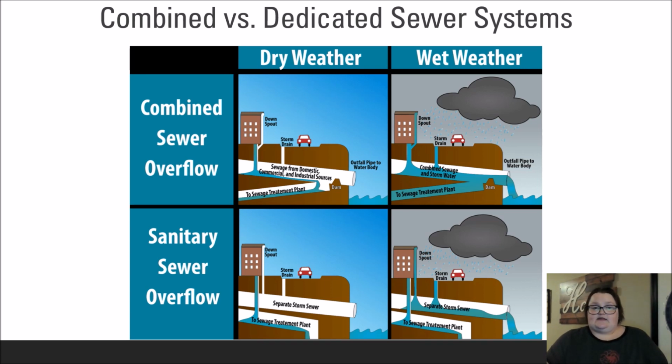A dedicated system, or a sanitary system, is different in that it has two separate pipe systems. One is used exclusively for sewage, while another is used exclusively for stormwater. The sewage is taken directly to the treatment plant, while the stormwater is directed to a nearby body of water for release.